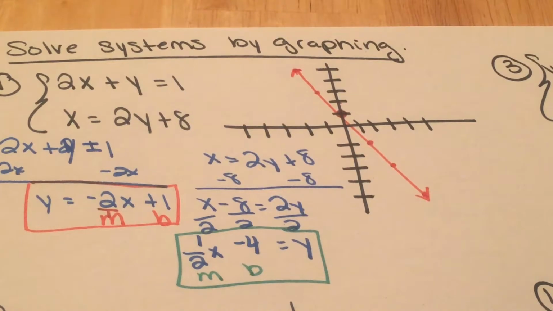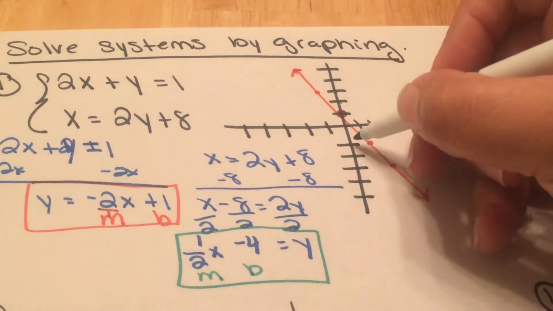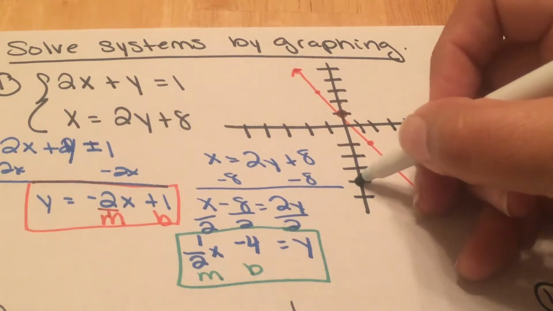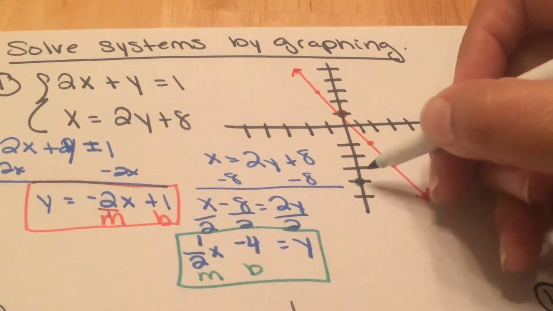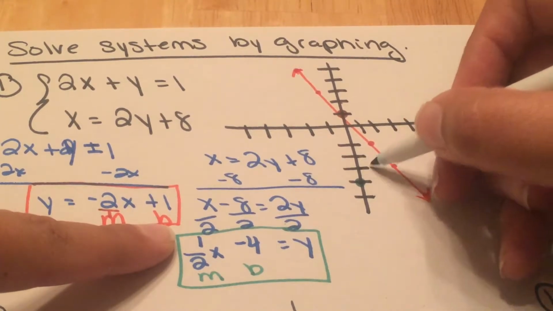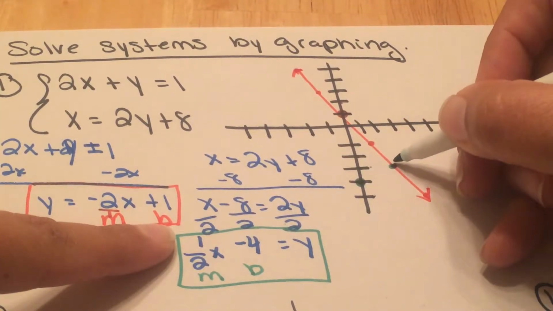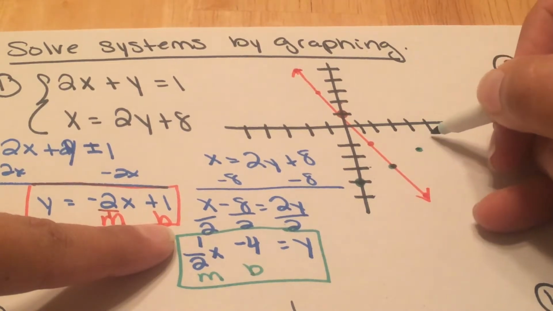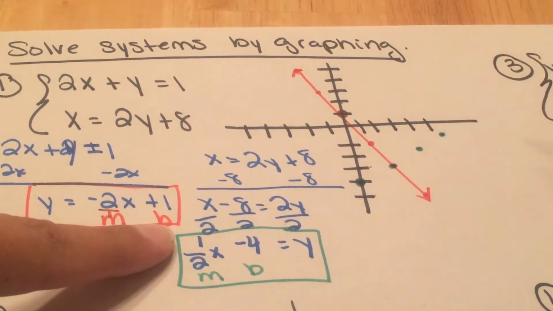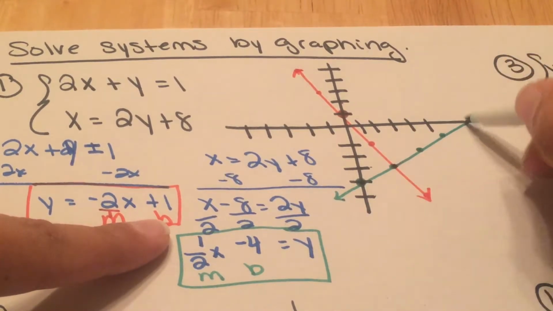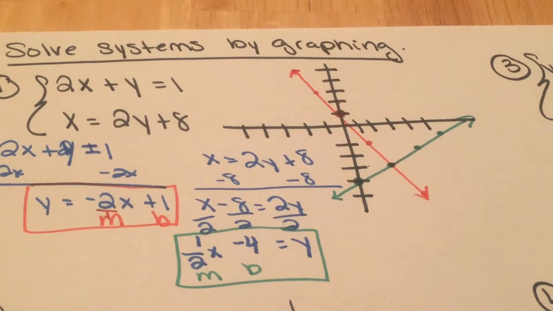Again, don't worry that this equation is backwards. Totally fine. So I'm going to start here at negative 4. Since my slope is 1 over 2, I'm going to rise 1 and run 2. Rise 1 and run 2. Rise 1 and run 2, if I could. Okay, so we should see that we have this line here. What we notice is those two lines intersect.